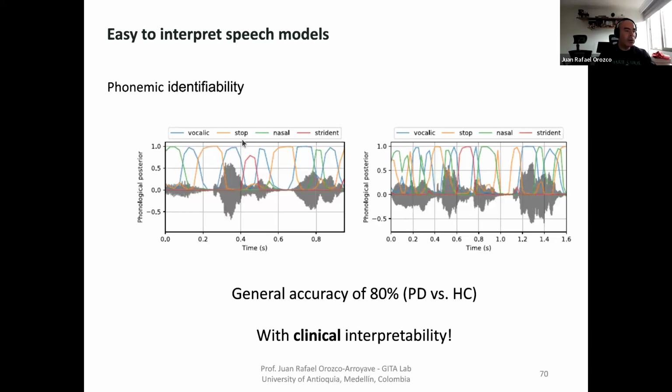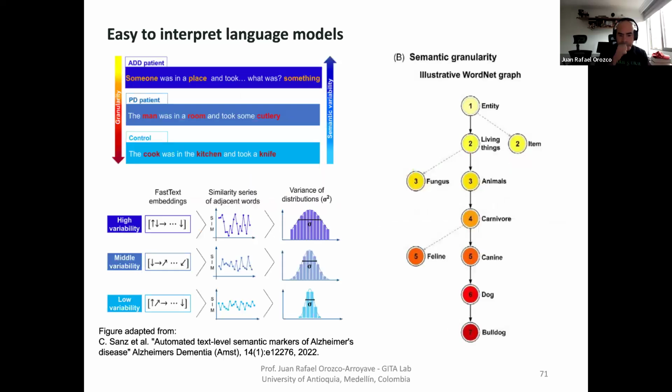And also, if you create a software program for patients, you can easily associate stop production with the movement of the tongue or the lips or the velum for the nasals and so on. So there are ways to explain to them what is going on with their speech production.